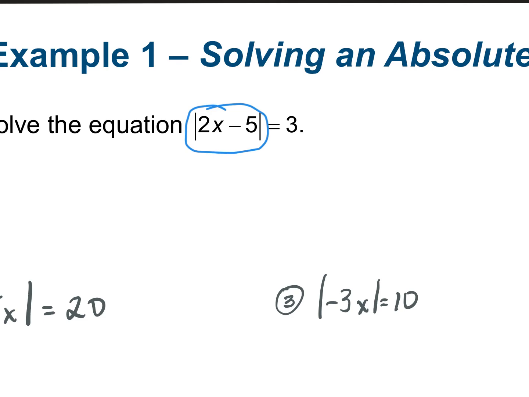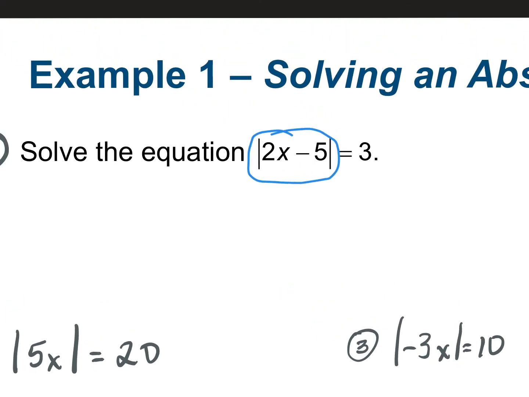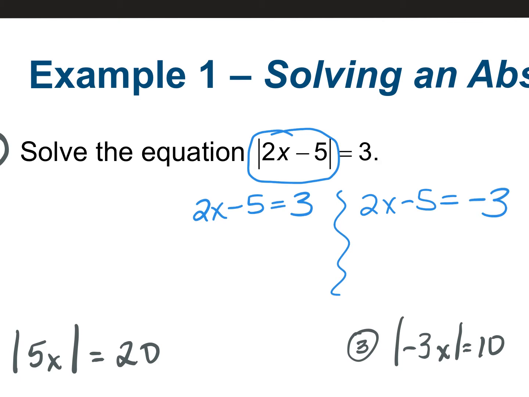All right, so now, this is the only new step that we have to do. We're going to set up two equations and solve. We're going to set up an equation that says 2x minus 5 equals positive 3. And I have to set up an equation that says 2x minus 5 equals what? Negative 3. And then we solve. Once we solve, we go back and check.